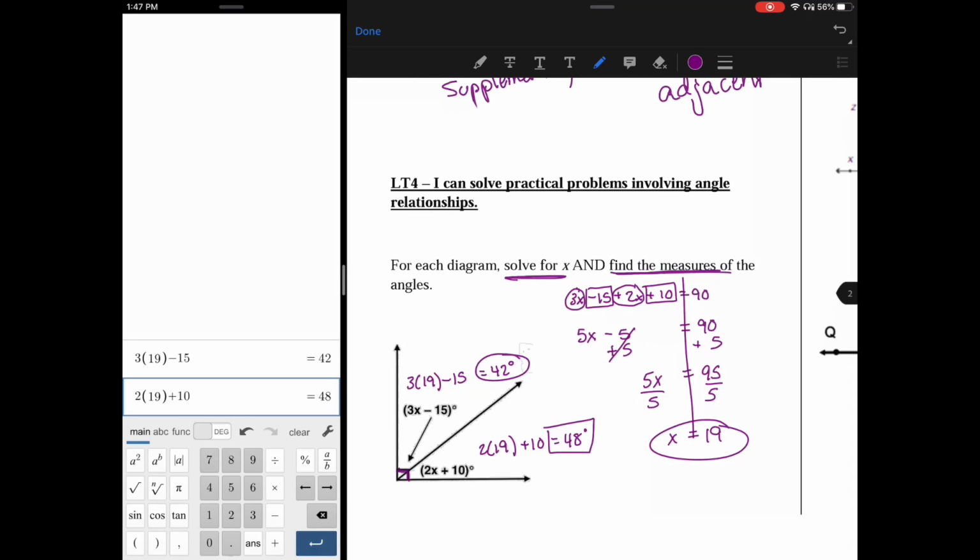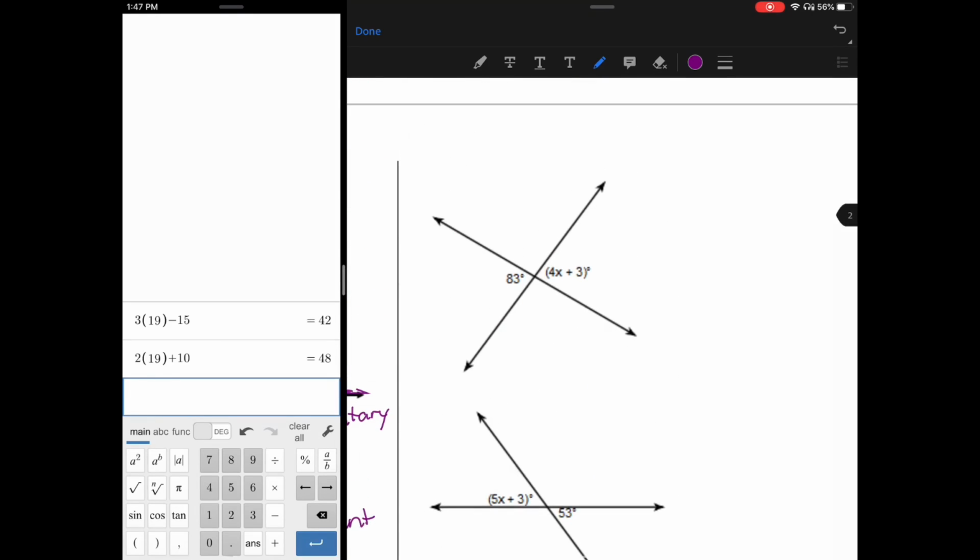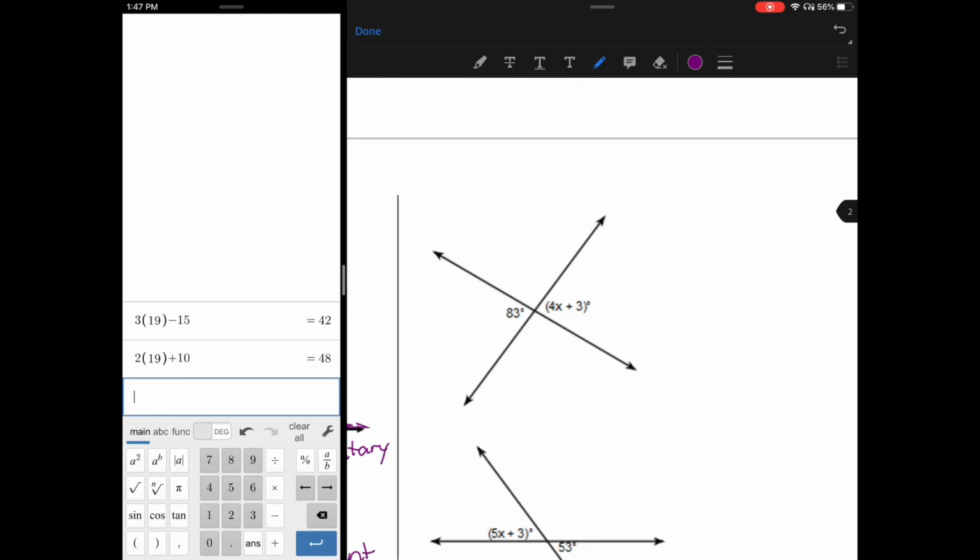And if I want to check my work, I can take those two numbers, the 42 and the 48, and they should add up to 90, and if they do, you know that you did it right. And then we'll move on to the next question. And our next question, the angles that we're given are across from each other, so they are vertical. And remember, whenever you have vertical angles, they're equal to each other. So what we do is we take those two angles, the 83 degrees, and we set them equal. So it's equal to the 4x plus 3.